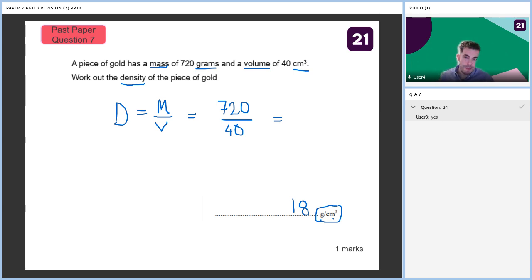There are times where you may have to convert from grams into kilograms or from centimeters cubed into meters cubed, depending on the question. But generally speaking, if it's a 1 mark question, they're not going to worry too much about getting you to convert different things. That 1 mark really there is for remembering the formula. Okay, so once you've done that, you plug your numbers in and away you go. Quite a nice little question, that one, if you remember the formula.